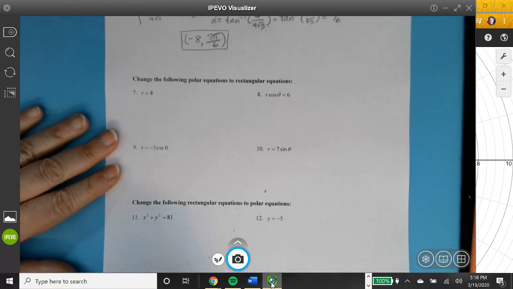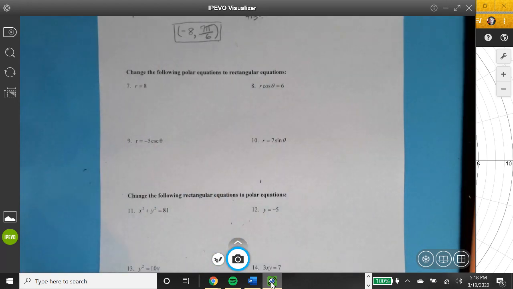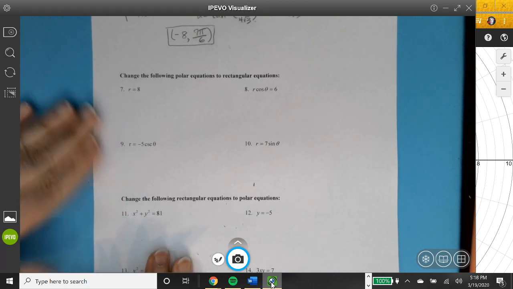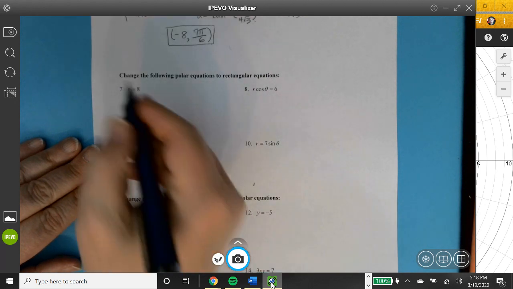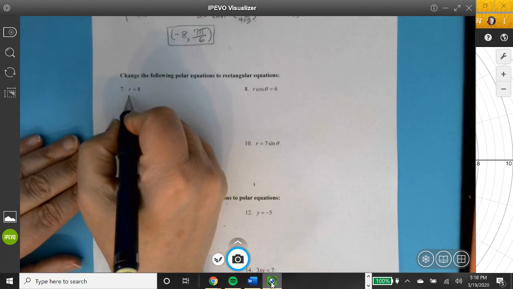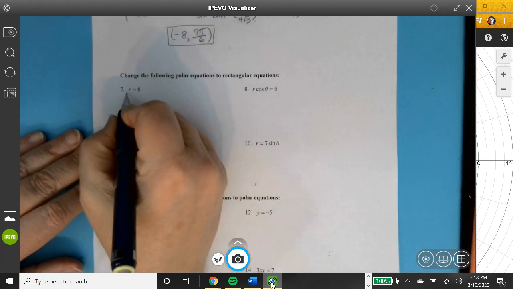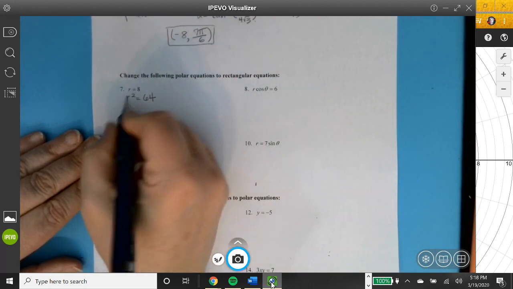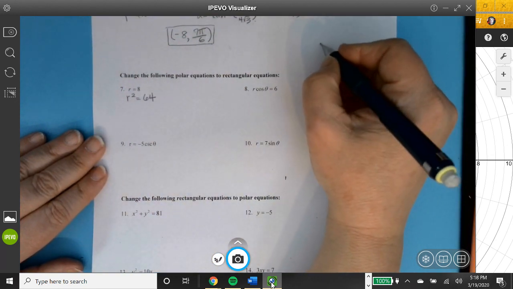The next part is where we change our polar equations into rectangular equations. And we have to use our 4 pillars of polars, okay? And what we do here is we square both sides. Why do I do that? Because r squared is equal to 64, right? But what is r squared? Remember, what are my pillars of polars? I'm going to put them over here.